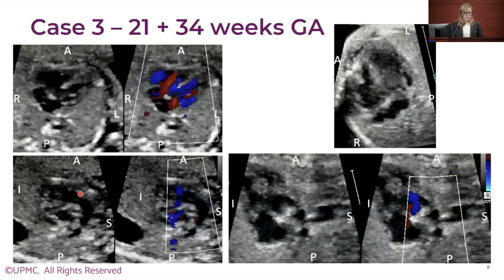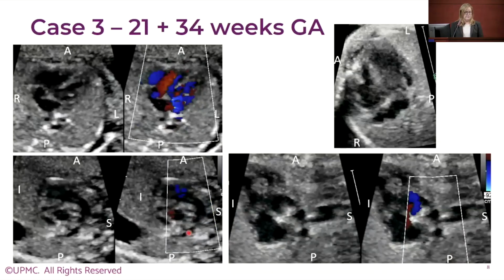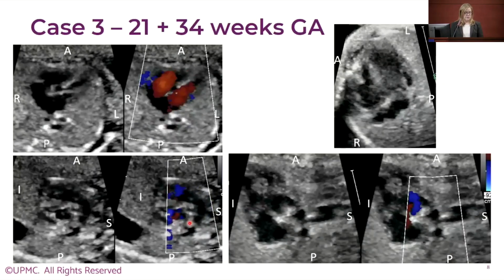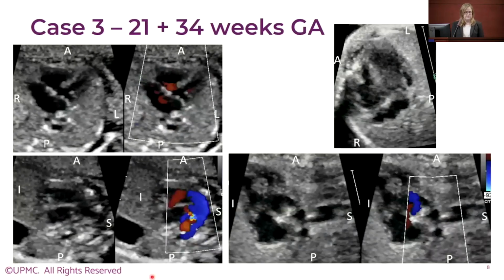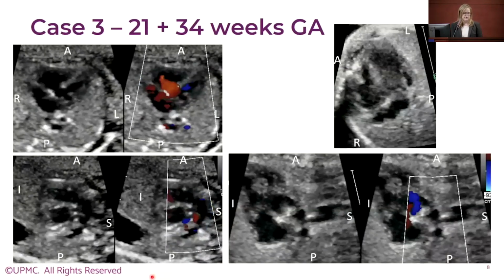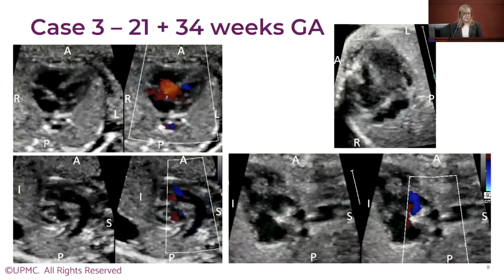You can see the aortic arch there, and that there was reverse flow in the ductal arch, and no obvious antegrade pulmonary flow was able to be seen on this study, concerning for pulmonary atresia.